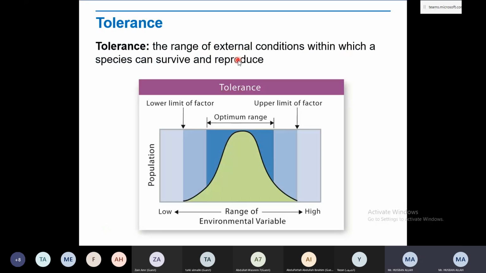It is the range of external conditions, not the internal, meaning those in which we are living, like the temperature, the food, the water, the sunlight, the necessities of life, and in which range they are available. So the range of external conditions within which a species can survive and reproduce is called tolerance. Now two things are possible here. When the tolerance level is increased, what will happen, or when it decreases, what will happen? Then the organism cannot survive.